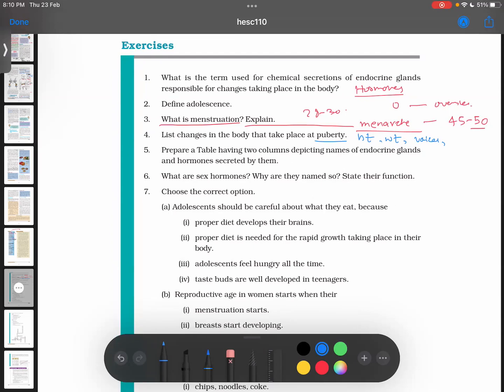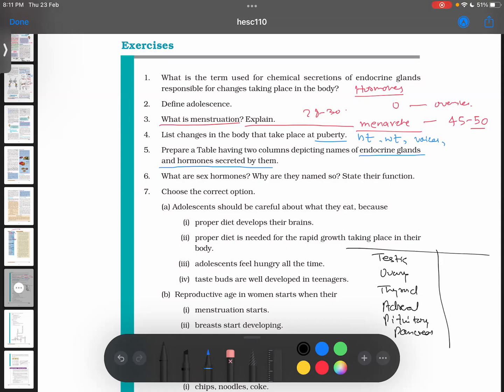Now, in the next question, you have to prepare a table. You will be having two columns. One is the endocrine glands, and you will list the hormones which are secreted by them. So endocrine glands, as I have already told you, they are what? They are the testes, the ovary, the thyroid gland, the adrenal gland, the pituitary gland, and pancreas. So on one side, you have the glands, and on the other hand, you have to write the hormones secreted by them.